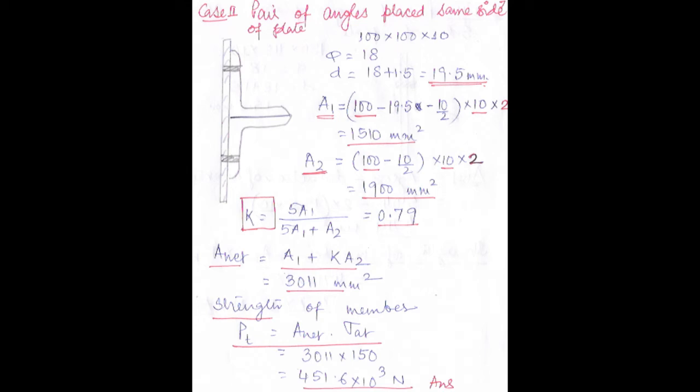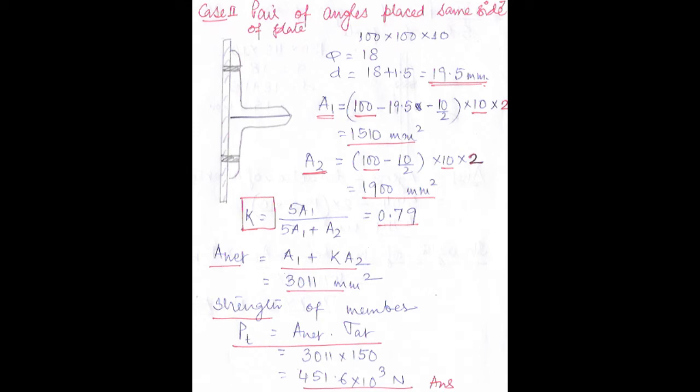This I have named it as case number 2, that is pair of angles placed same side of the plate. See the diagram over here. So the section is given as 100 by 100 into 10. Diameter of the rivet is given as 18, that is the nominal diameter. So the gross diameter will be 18 plus 1.5, that is 19.5.